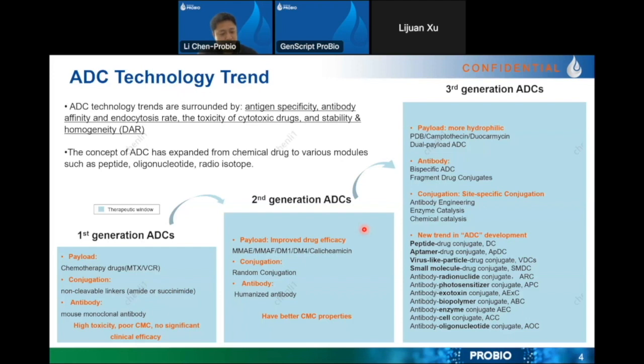Nowadays, in the third generation of ADC, site-directed conjugation is widely used to overcome the DAR homogeneity challenge. And the concept of ADC has expanded from traditional chemical toxin to various modules such as peptide, oligonucleotide, radioisotope, and even protein.